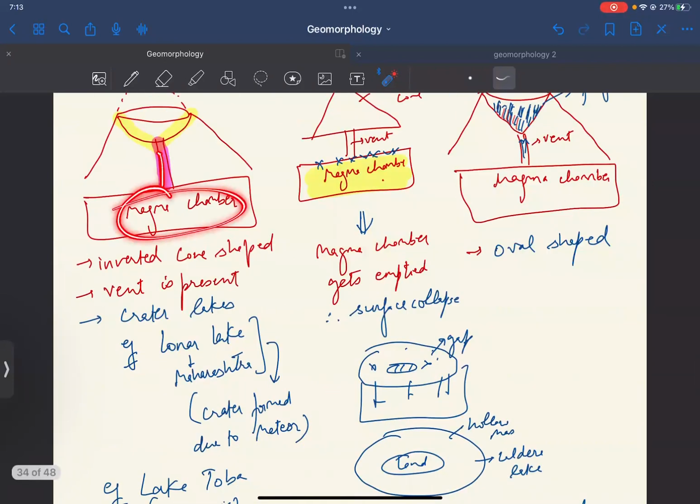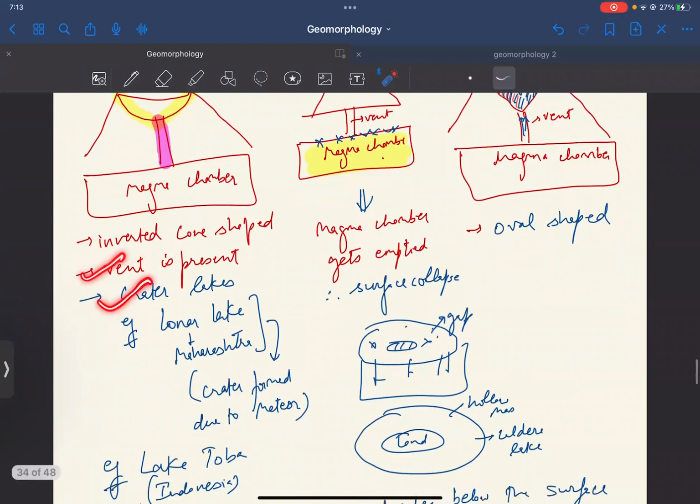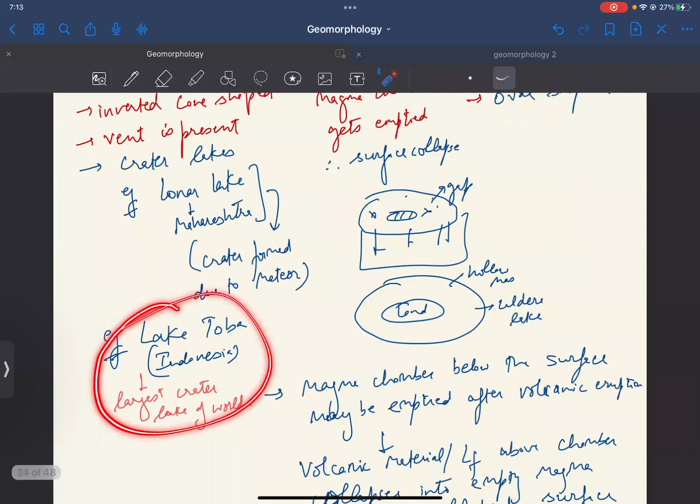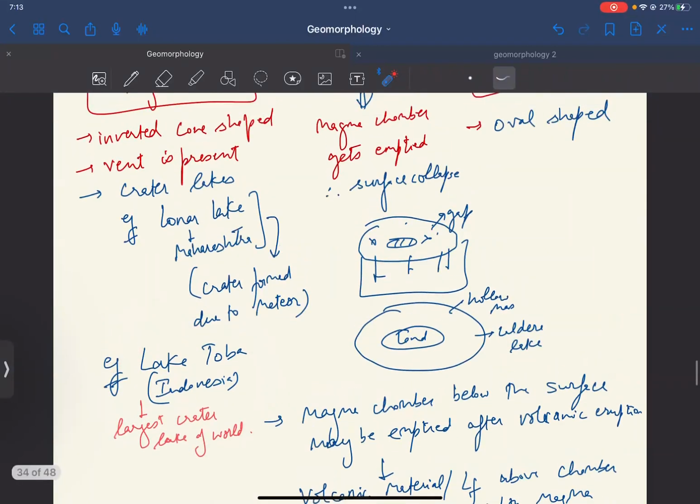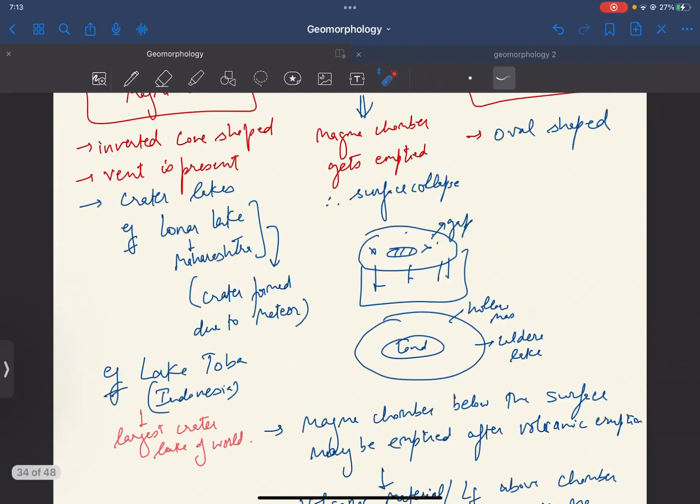Vent is connecting the magma chamber. Inverted cone shape, vent is present, crater lakes are formed. So now the best example is Lake Toba in Indonesia. It is the largest crater lake of India. Sorry, world. In case of India, we do find crater lakes.